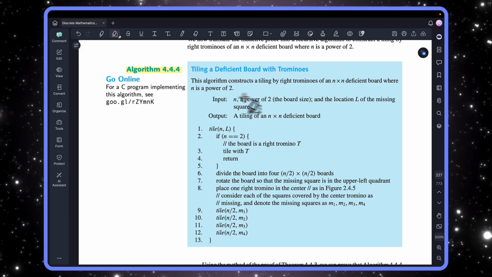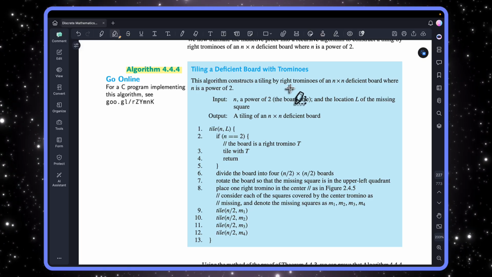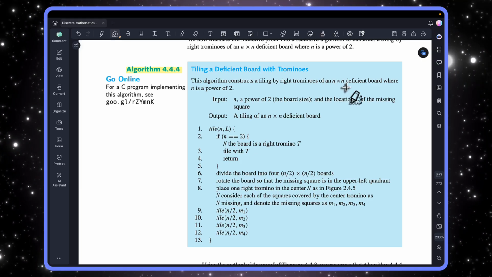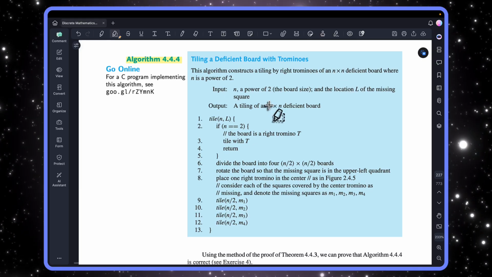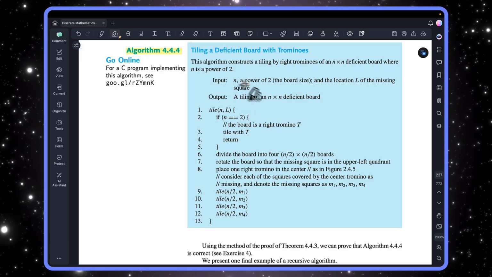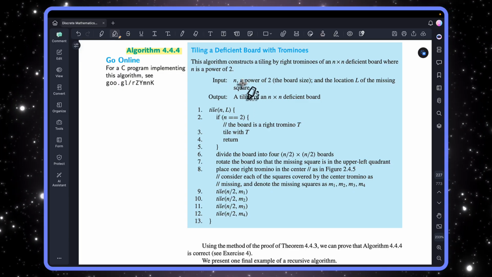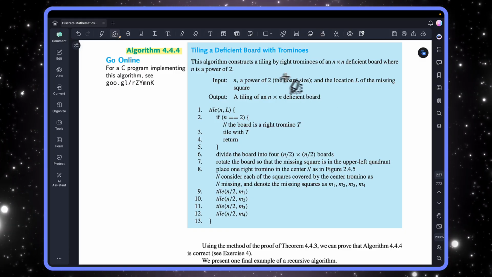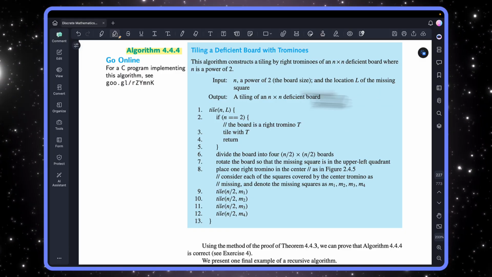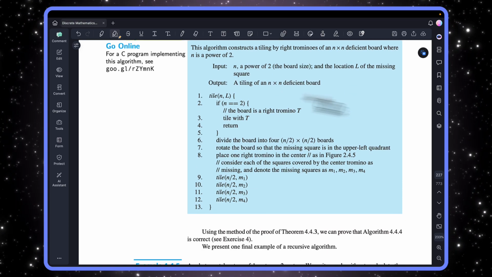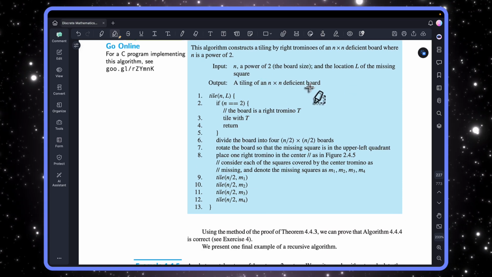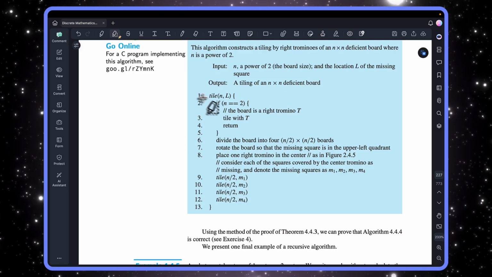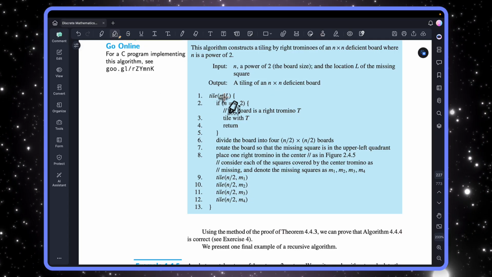So this algorithm constructs a tiling by right triominoes of an n by n deficient board, where n is a power of 2. The input is just n, a power of 2, the board size, and the location L of the missing square. The output is a tiling of an n by n deficient board, as in these figures. So we're calculating tile(n, L).